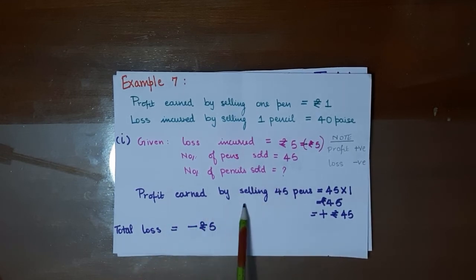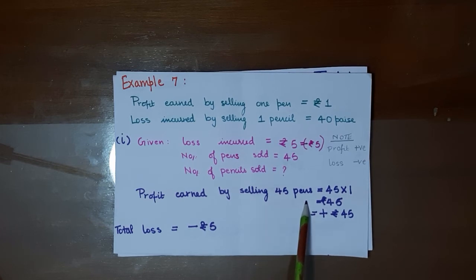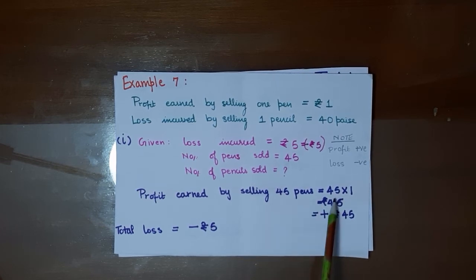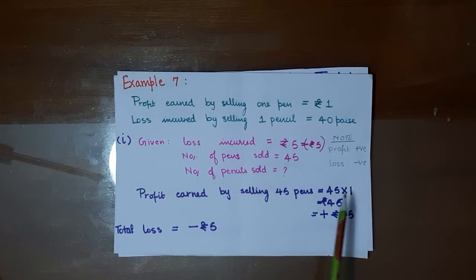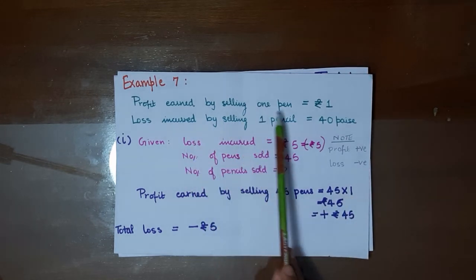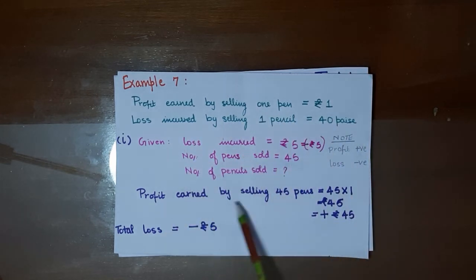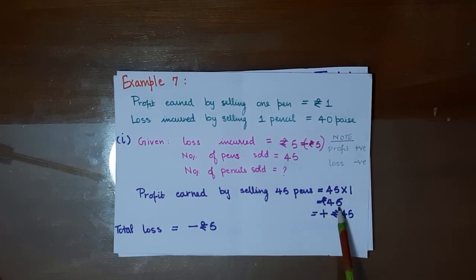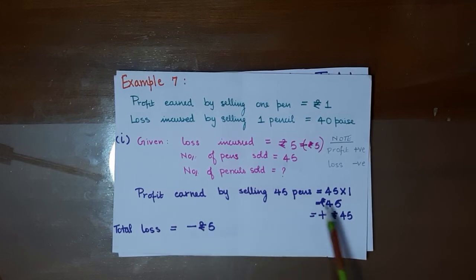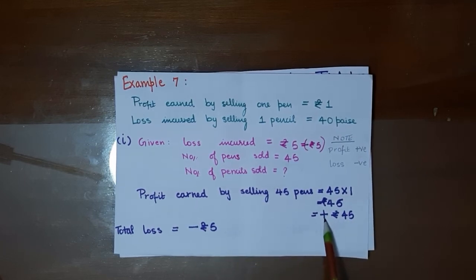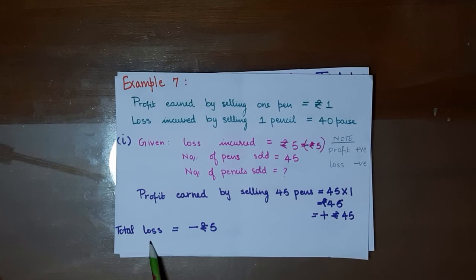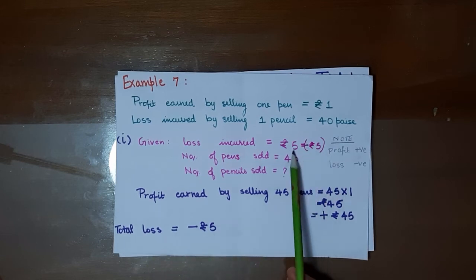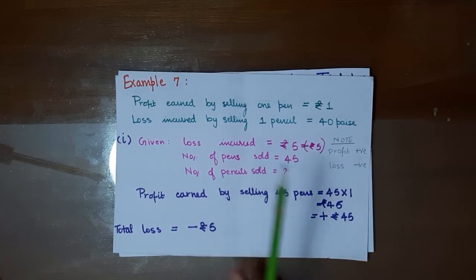So profit earned by selling 45 pens is equal to 45 into 1. We know that profit earned by selling one pen is 1. So profit earned by selling 45 pens is 45 into 1, which is equal to rupees 45. Profit, so we represent profit as positive. So we can represent it as plus rupees 45. Next, what is the total loss? The total loss they have given: minus rupees 5.